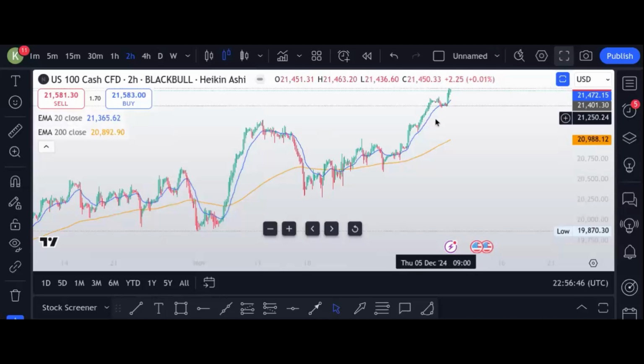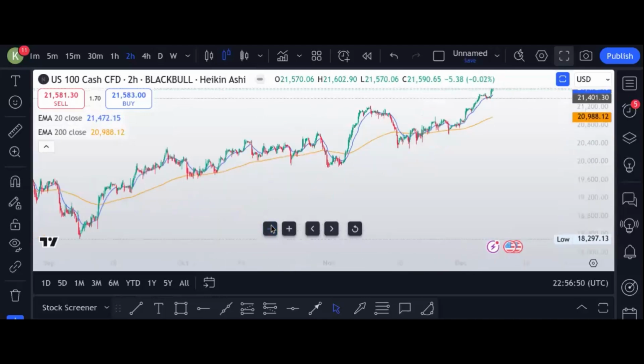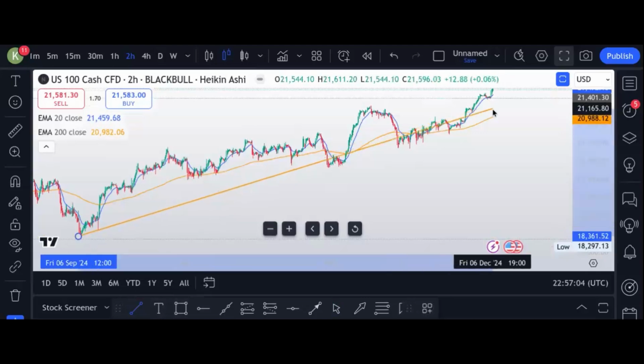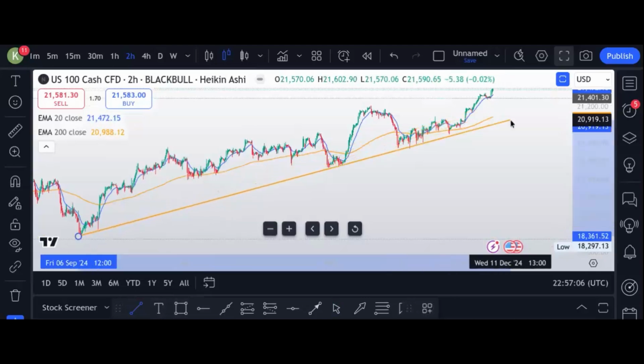Now, pretty much what I noticed with NAS is that price action is actually above our 20 and our 200. But not just that, we are actually really respecting our trend line, right? We're respecting our trend line.